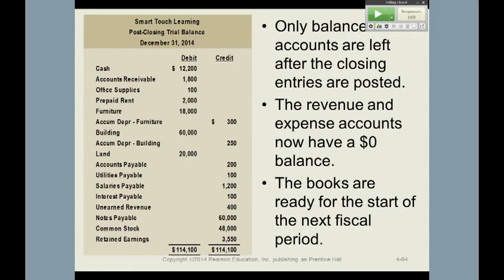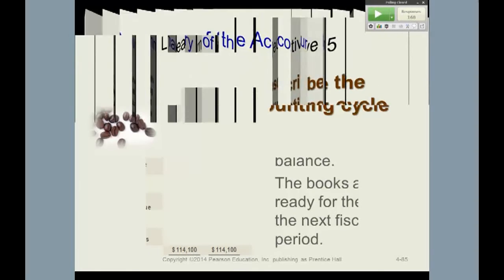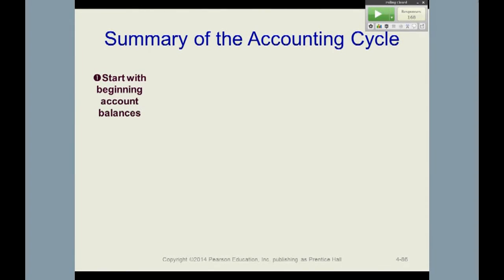Okay, now the last thing we're going to do is go through the cycle one more time as a review, and then we're going to move to chapter 5. When you look at the cycle, you start the year with beginning account balances. What accounts are those? Balance sheet or income statement? Balance sheet. You close out all the income statement accounts, so only permanent accounts start the cycle.